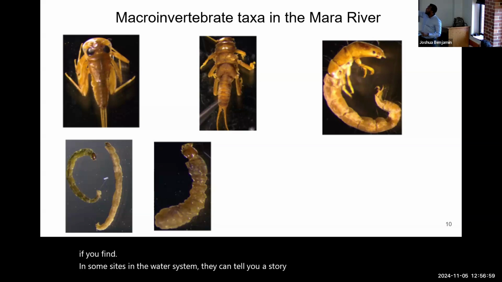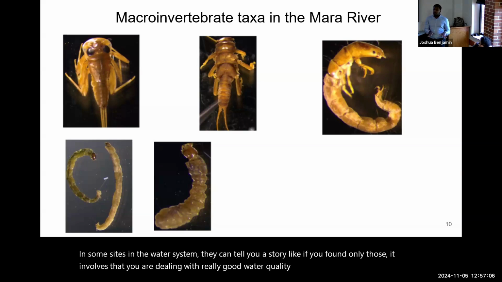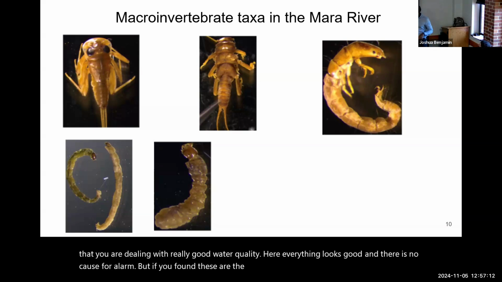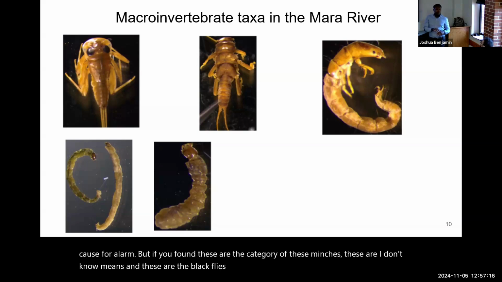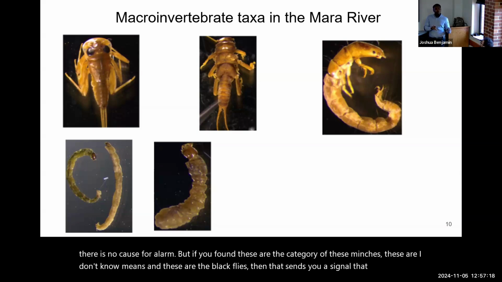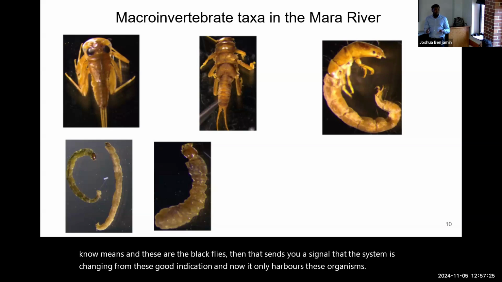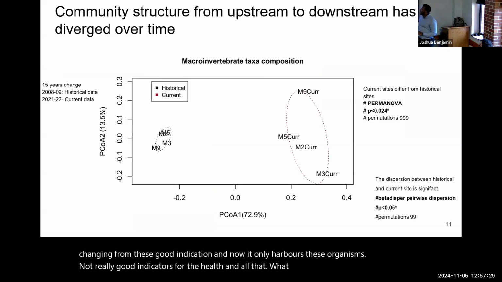Like if you found only those, it infers that you are dealing with really good water quality here. Everything looks good and there is no cause for alarm. But if you found this other category, these are chironomids, and these are the black flies, then that sends you a signal that the system is somehow changing from this good indication, and now it only harbors these organisms which are not really good indicators for water health. That's what that means.